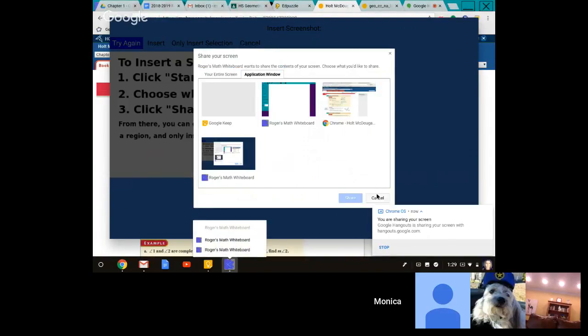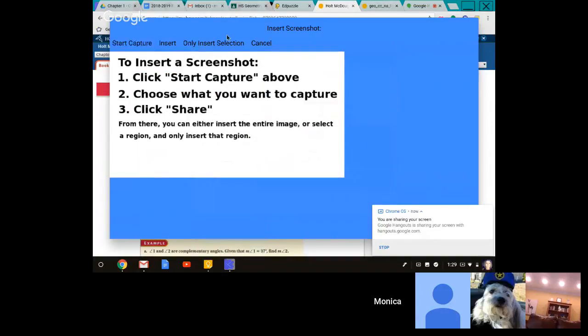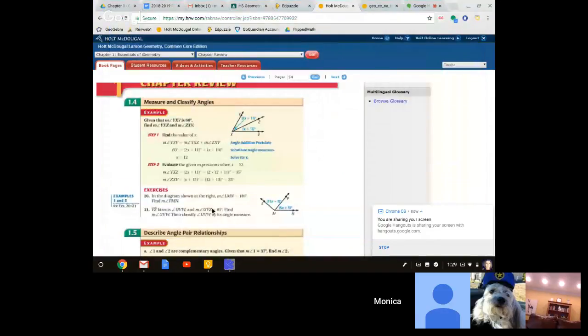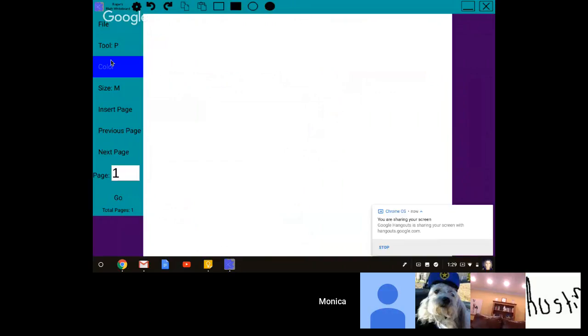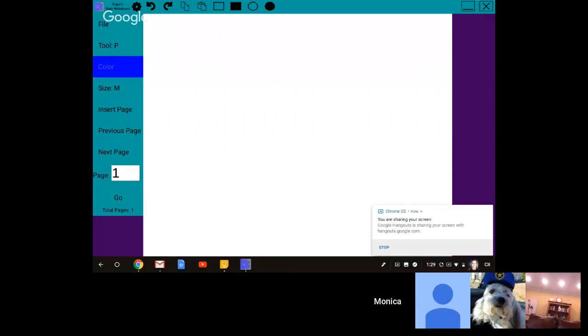I think I'm doing something wrong because I still got a decimal. Let's see if this will work. Can you see this screen that has white on it? Yeah.